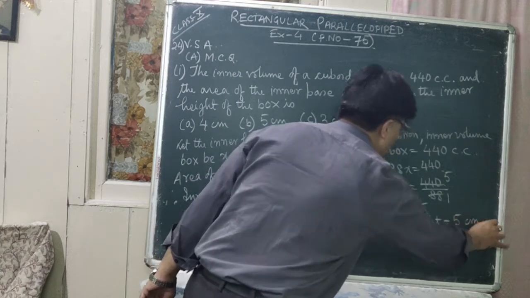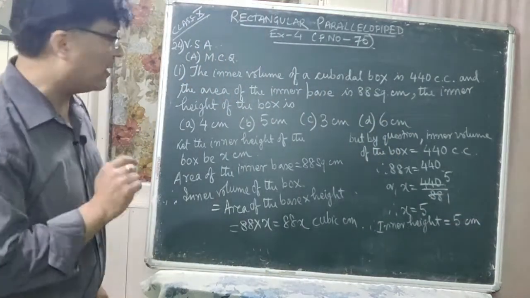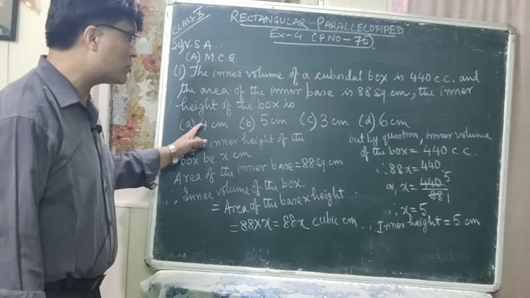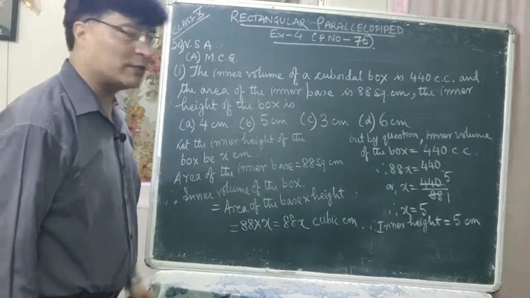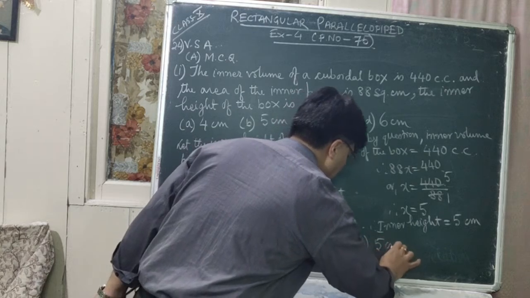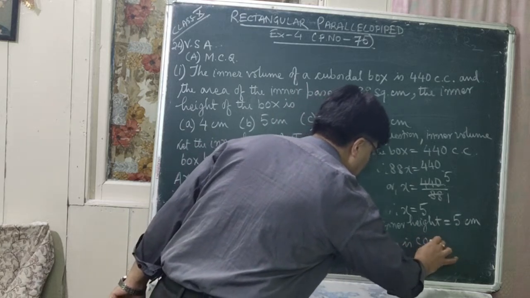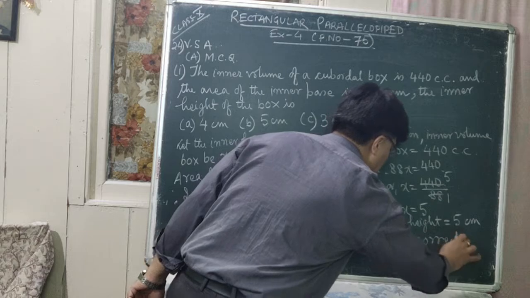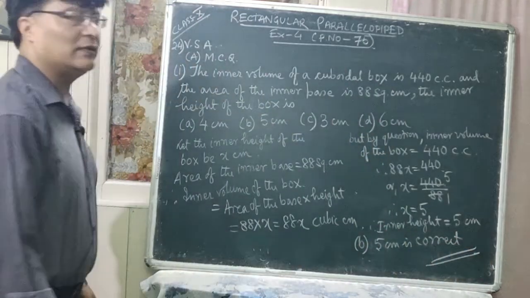So therefore the inner height of the box is equal to, what is the answer? It is 5 centimeters. So which is the correct option here? This is B, 5 centimeter is correct. So number B, 5 centimeter is correct. So this is the final answer.